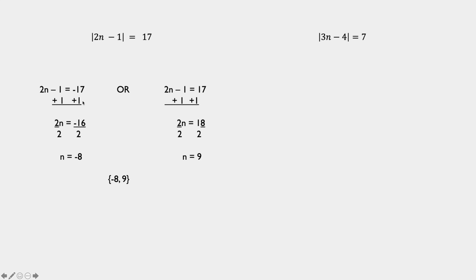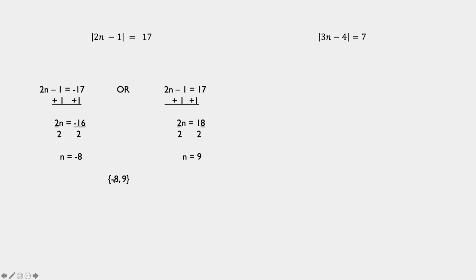So there is a rhythm and a routine to this. You always take whatever's inside the absolute value symbols and you write down equals the negative of the other side or the positive of the other side. Adding 1 to both sides, 2n is negative 16. Dividing by 2, n is negative 8. On the other side, add 1 to both sides, 2n is 18. Dividing by 2, n is 9. So there are two potential answers, negative 8 and positive 9.